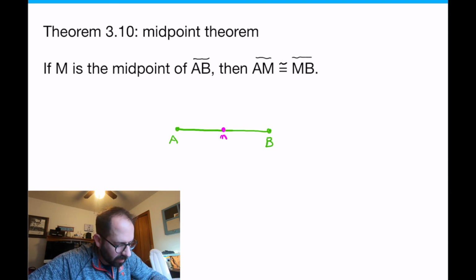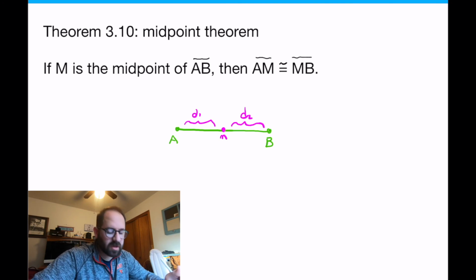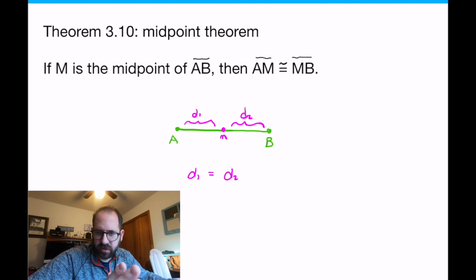So if I had the measure of this, let's call this distance number 1, and I measured this one, and this is distance number 2, and I actually physically measured them. The definition of a midpoint means those two distances are equal. D1 is equal to D2 in terms of digit numbers. 3 inches, 3 inches, 4 inches, 4 inches, that type of thing. So it's the middle, but it also means the distances are the same.